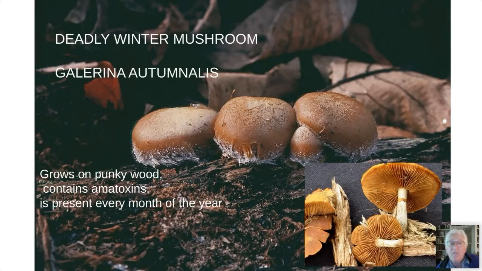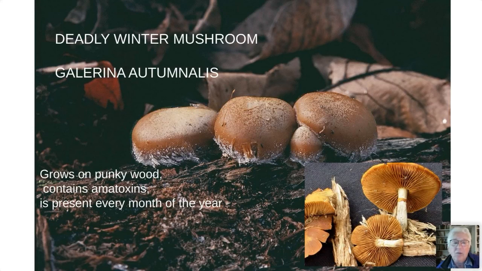Here's the first deadly mushroom in the winter. It's Galerina autumnalis. And this mushroom has exactly the same poisons that Amanita do. So you eat them and there's no particular effect for a day. And then you get sick. They attack the red blood cells and then your liver and kidneys. Kidneys first, then liver. And if you're going to die, death will come about a week after that.